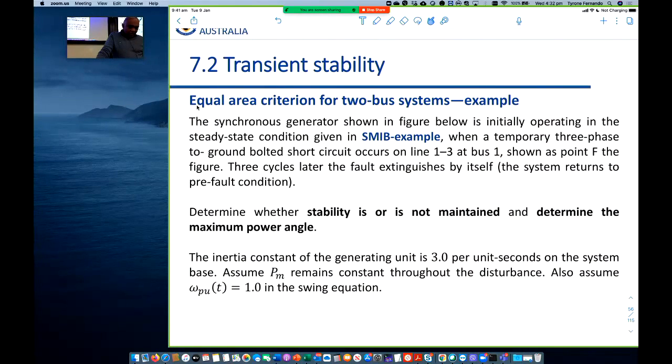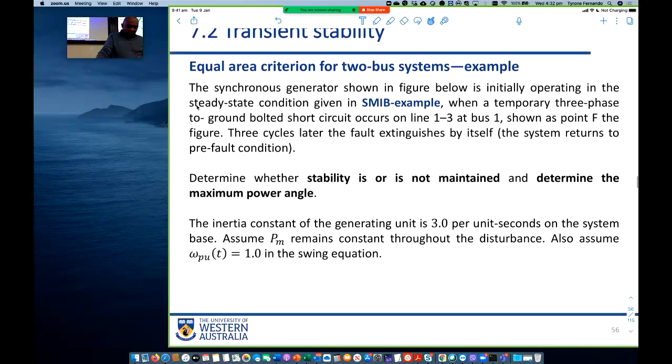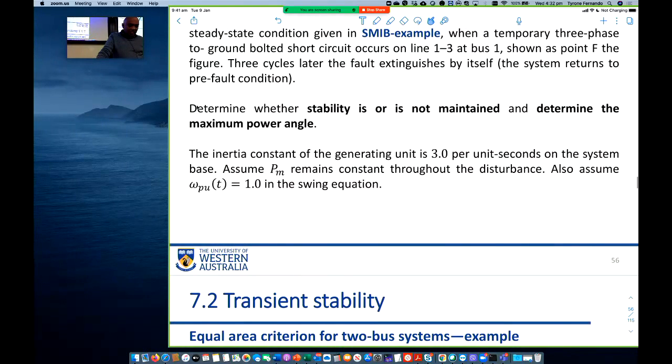Short circuit occurs at point F in the figure. 3 cycles later, the fault extinguishes by itself. The system returns to pre-fault condition. So after 3 cycles, the short circuit disappears. Okay, so then the electrical power requirement comes back. Determine whether the stability is or is not maintained and determine the maximum power angle. It's called the power angle also, right? Delta is the power angle.